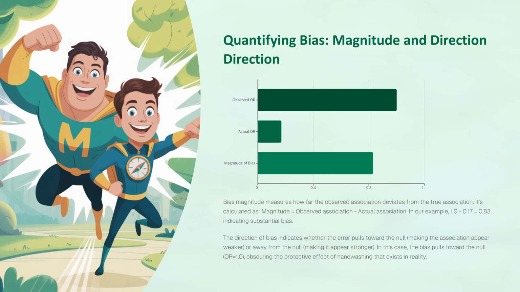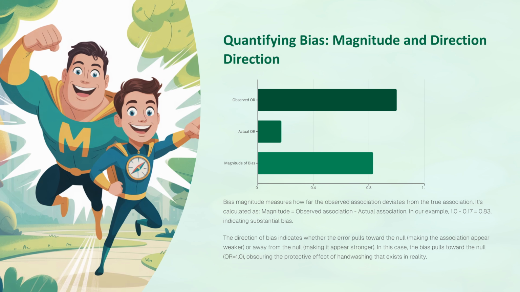So bias magnitude measures how the observed association deviates from the true association. And you calculate that as observed minus actual association. So in our example previously, it was 1 minus 0.7 equals 0.83, indicating substantial bias. Okay, that's the magnitude of the bias. You can see that above in the chart. You have a 1 for the observed because of basically recall or self-report bias. And then your actual odds ratio is drastically lower when you wash your hands, and so the actual magnitude of bias was 0.83, which is really quite large.